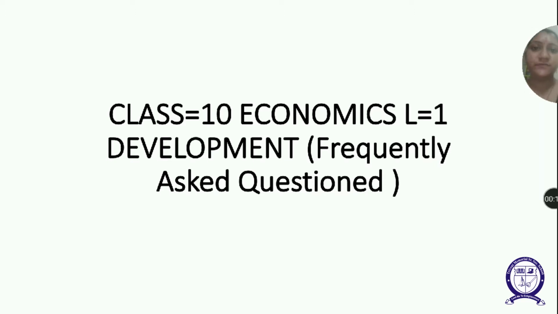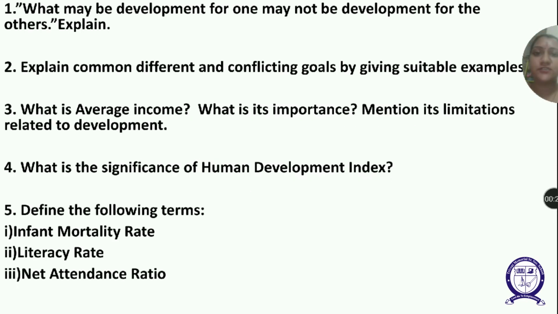In this video, we will discuss frequently asked questions of this chapter. So let's start. First question is, what may be development for one may not be development for the other? Explain. In that we can see that what is development for one is not development for the other. Why? Because different individuals have different as well as conflicting notions of development goals.